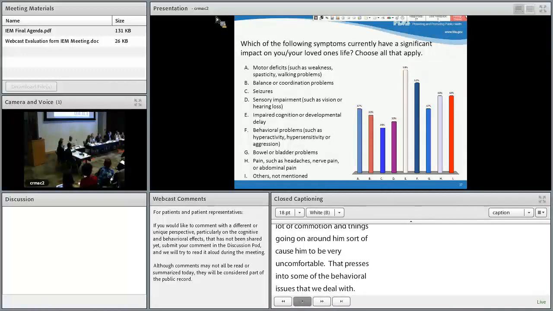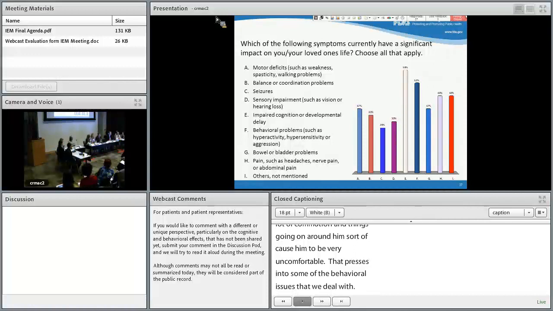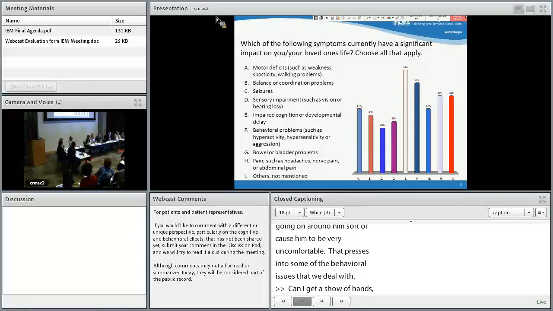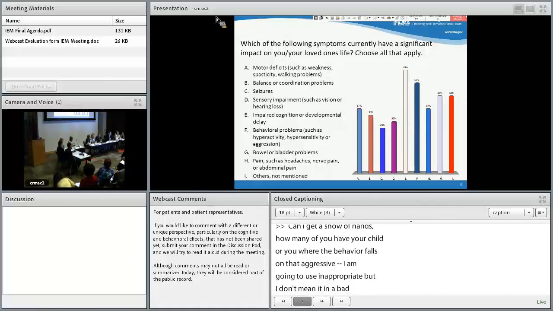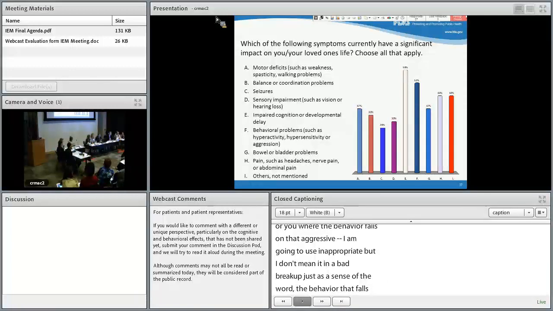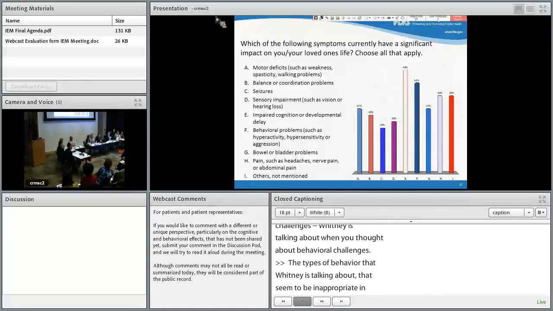So can I get a show of hands to get these two contrasts? How many of you have your child or you where the behavior falls on that aggressive? I'm going to use inappropriate, but I don't mean it in any bad way, just as a sense of the word. The behavior that falls on the spectrum that Whitney's talking about, when you thought of behavioral problems, behavioral challenges. Oh, more like the types of behaviors that Whitney's talking about, that would be seen to be inappropriate in public. Okay, so a couple. Oh, maybe 5 or 6.